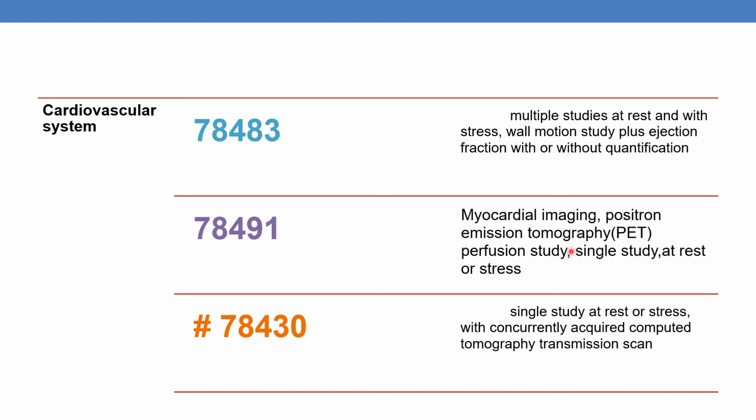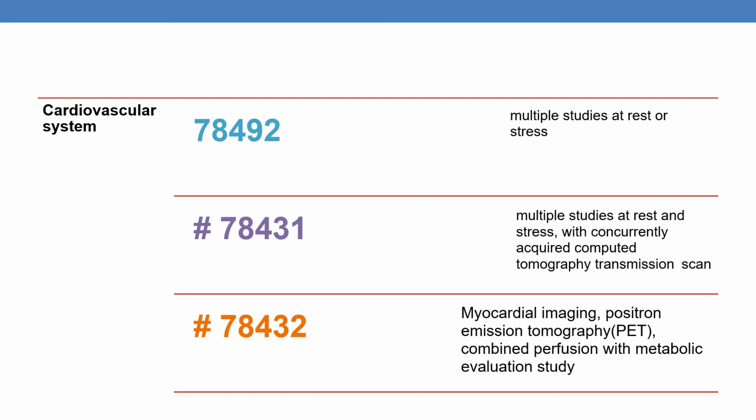So 78491 is only a PET scan, whereas 78430 is a PET/CT scan. Both are myocardial imaging single studies. When only a PET scan is used for a single study, you need to quote 78491, whereas when a PET/CT camera is used for a single study, you need to quote 78430.